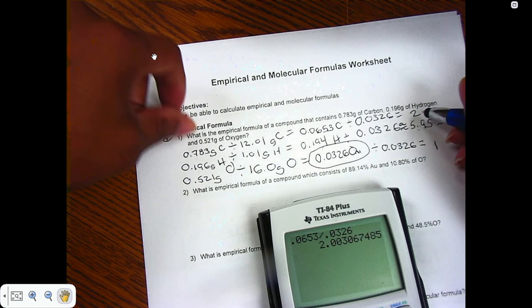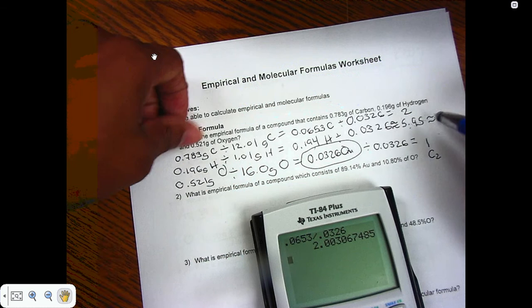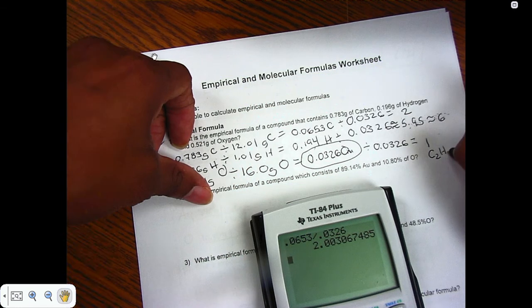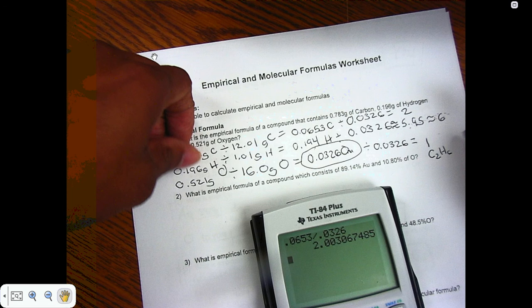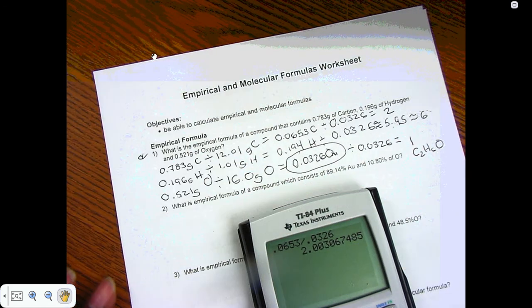So this ends up being rounded to C2. This hydrogen gets rounded to 6. And then this oxygen gets rounded to 1. And this represents the empirical formula of that compound.